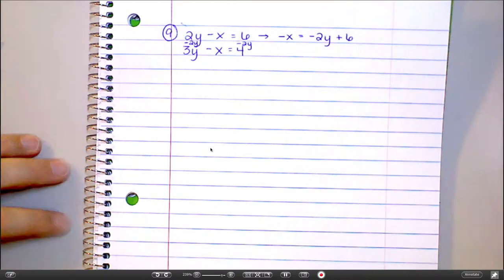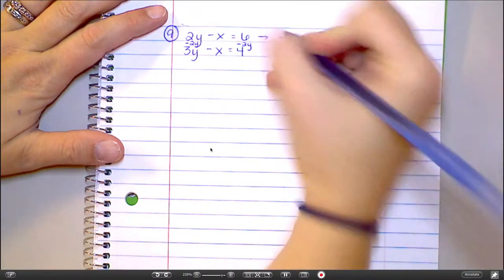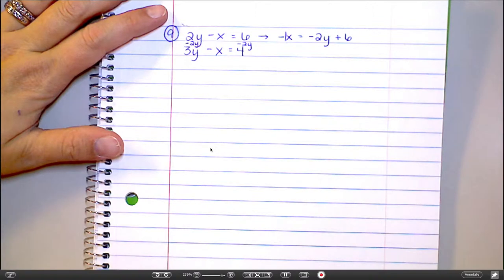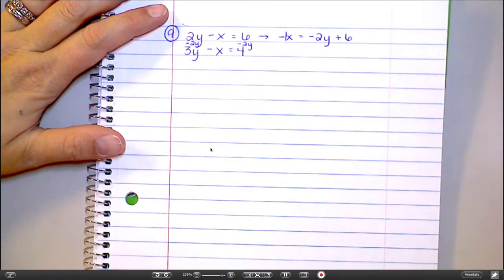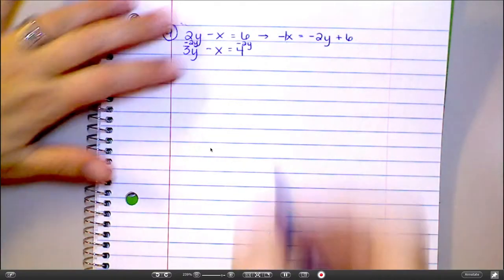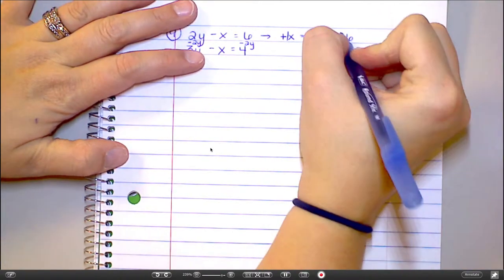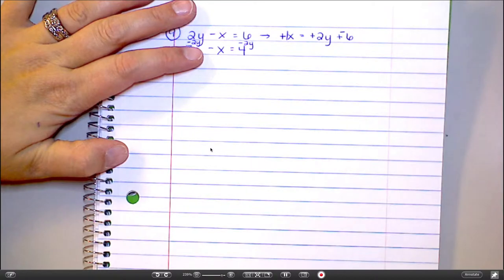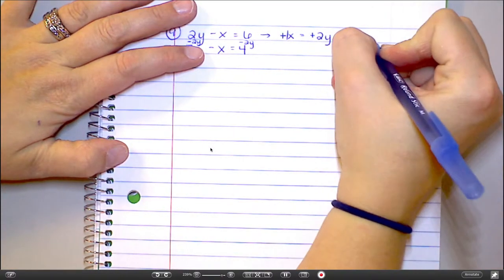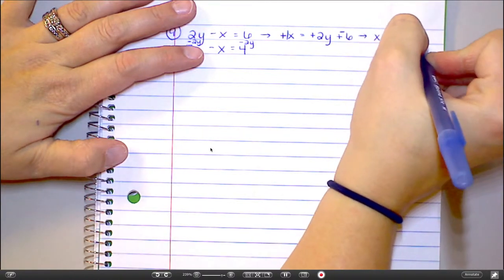Okay, there's the technical way, and then there's sort of the shortcut way. Technically, this is a negative 1. So if that's a negative 1, how do I get rid of it? I would have to divide everything by negative 1, right? But really, what is dividing by negative 1 going to do? It's going to change the signs on everything. So this is going to become a positive, this is going to become a positive, and this is going to become a negative. So your equation is really x equals positive 2y minus 6.